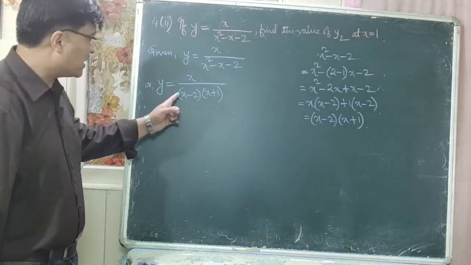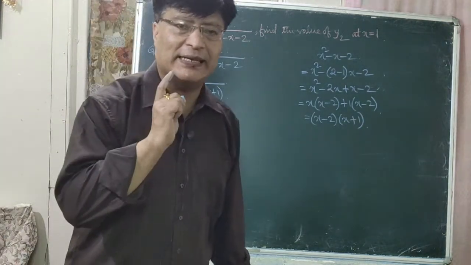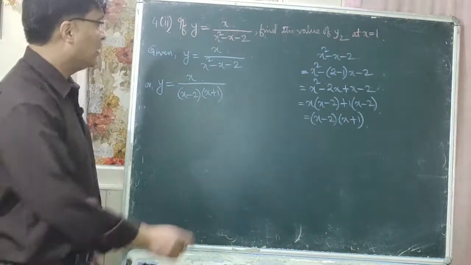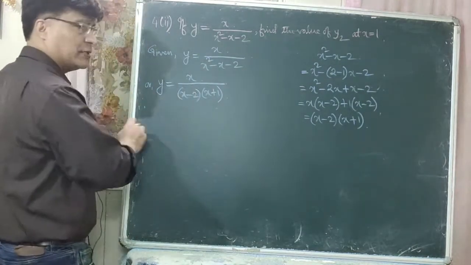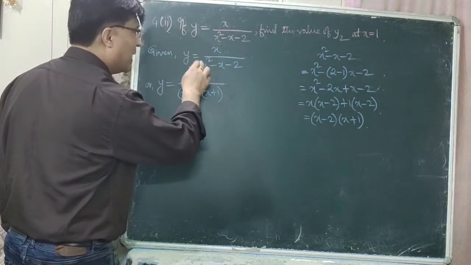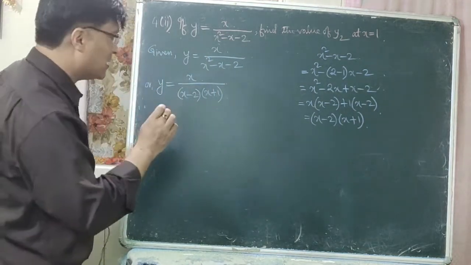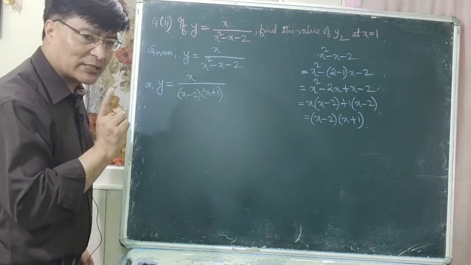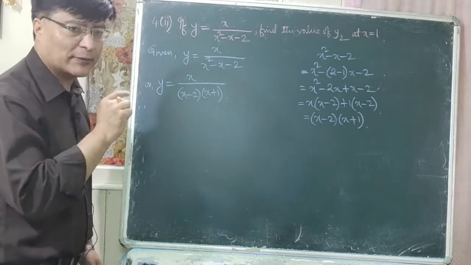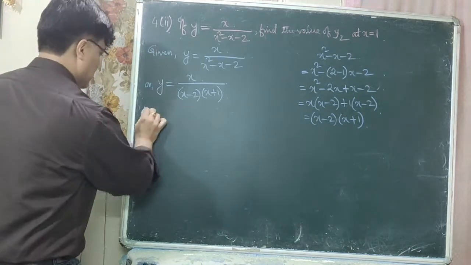Now you know that this x to the power 1, this is also x to the power 1. This is a linear expression in x, and the highest power of x in the numerator is less than the highest power of x in the denominator. So you can convert into partial fraction. In the last online class we did this type of problem, that is, we converted fraction into partial fraction. What was the method?